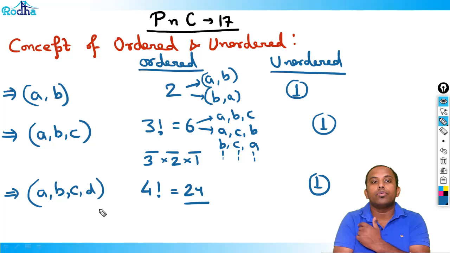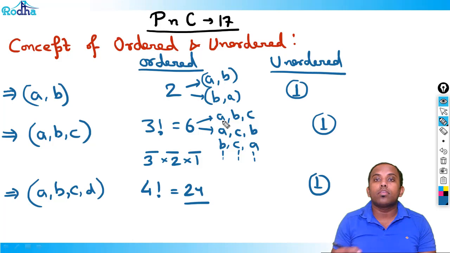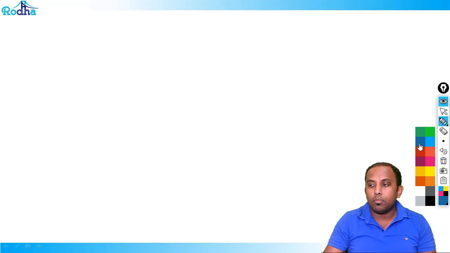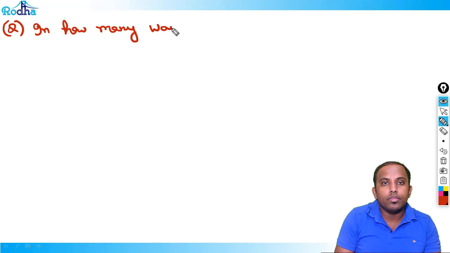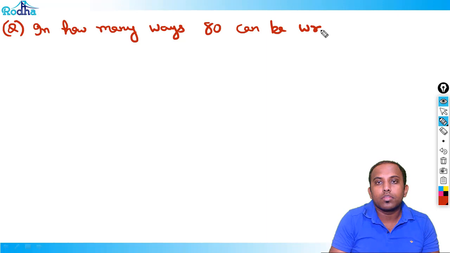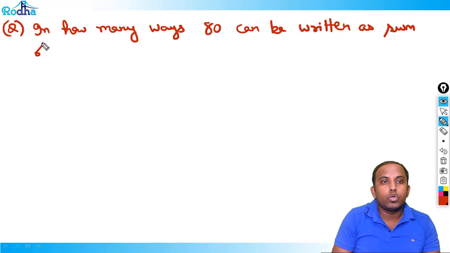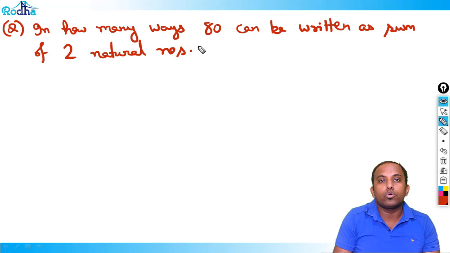Now we discussed this concept so many times, but how to use this in questions? Now understand this point here. Suppose I have a question: in how many ways can 80 be written as a sum of two natural numbers?